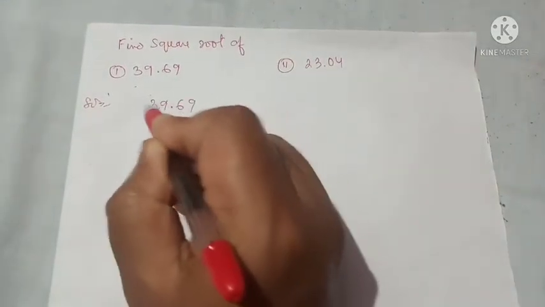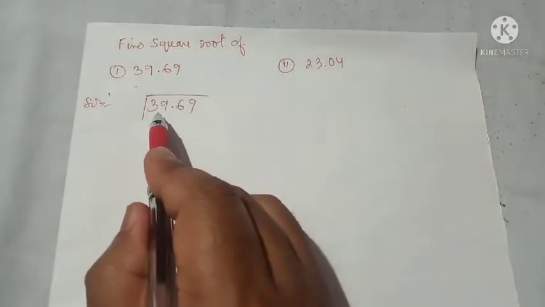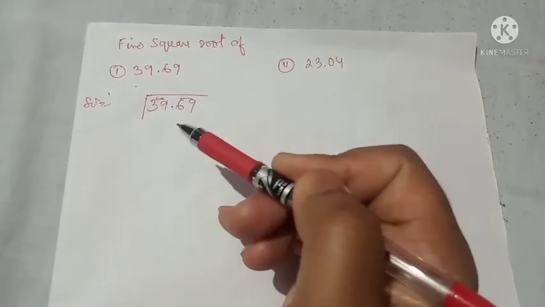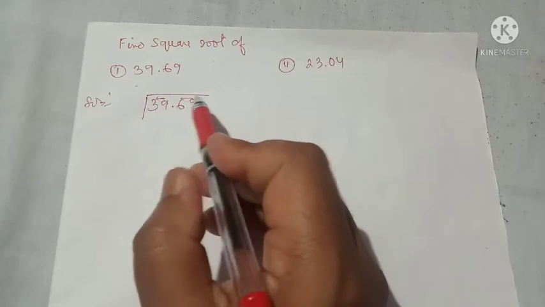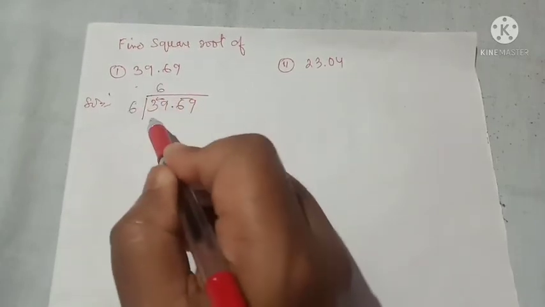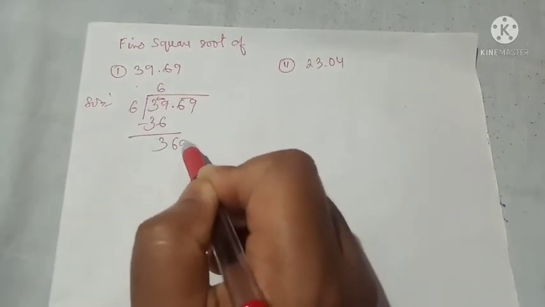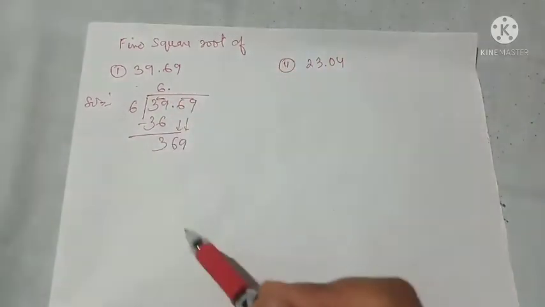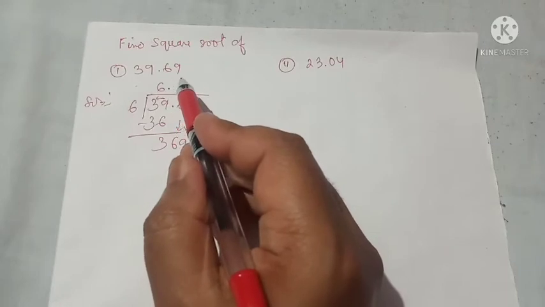Let's see, 39.69. Now we are going to find the square root of this. First, the same thing: two bars, because the numbers are even on both sides. The nearest square to 39 is 36. Bringing down 69, the decimal point will also be in the quotient. We have to put the decimal point in the quotient.